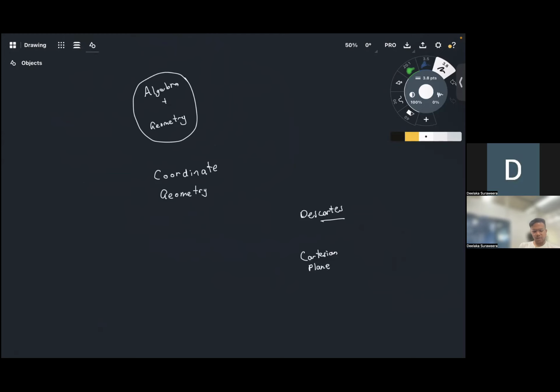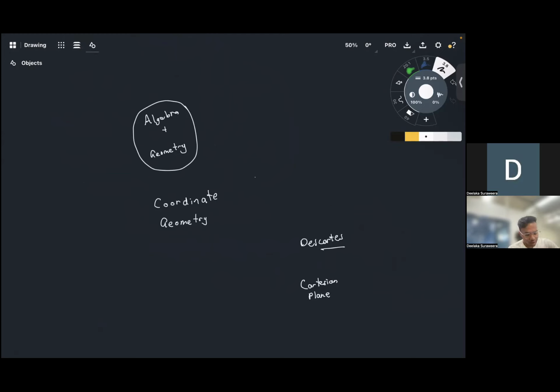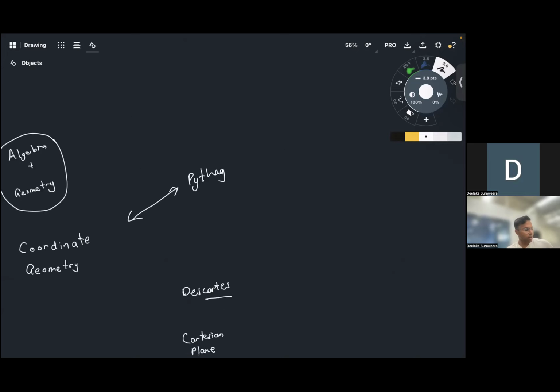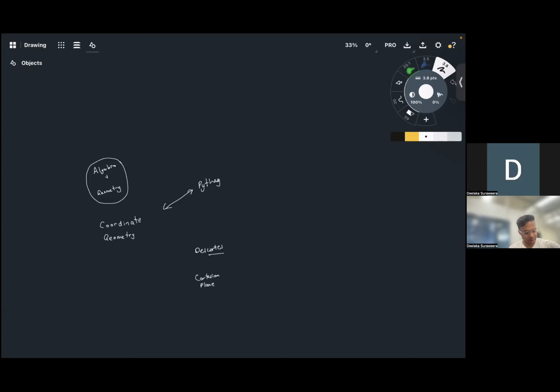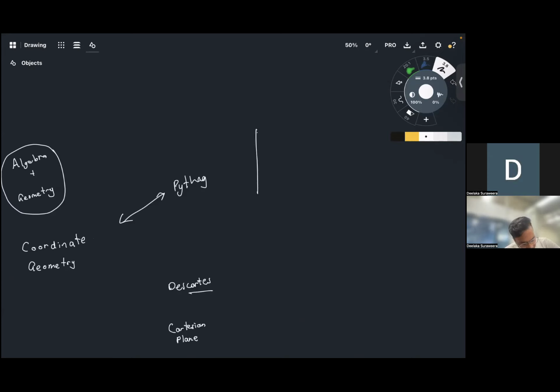But before that, we'll jump into a quick recap of Pythag because we'll need that for later. On your worksheet, if you go down to the middle of it, page 5, you'll probably see some Pythag questions. Who still remembers Pythag? What's the Pythagoras formula, or Pythagoras theorem?